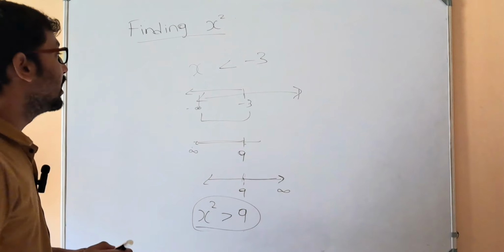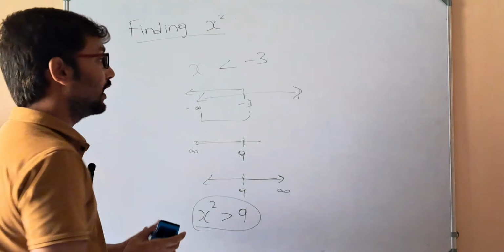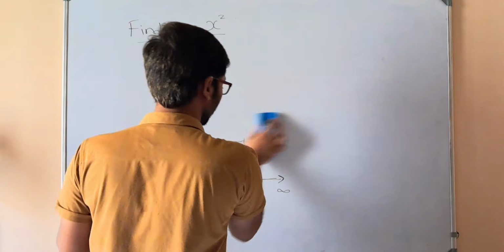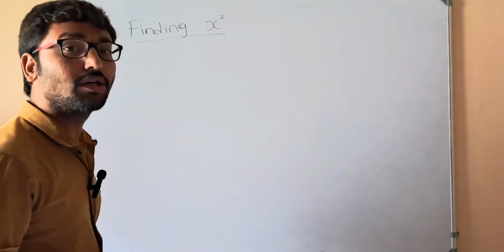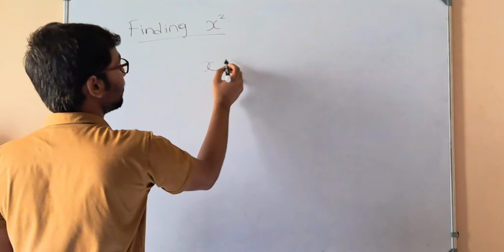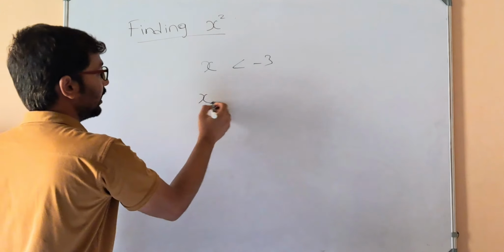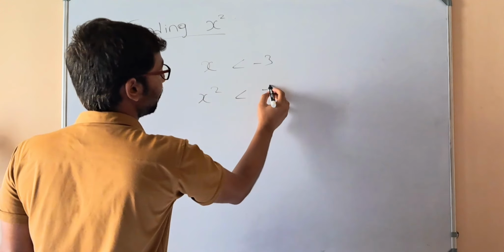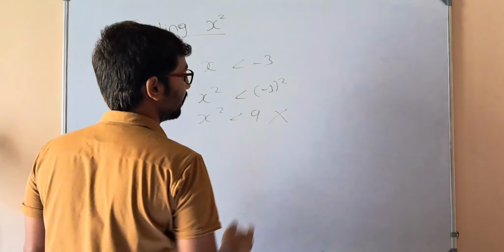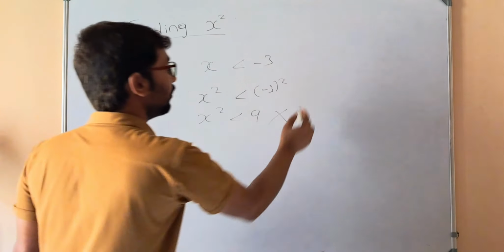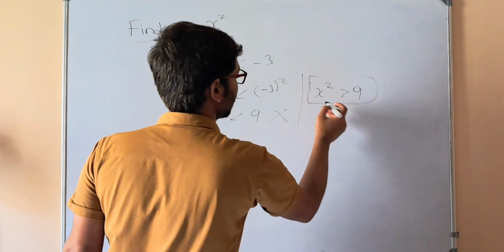Isn't it, friends? So this is the easy method to find x square values. What students do is, if x is less than minus 3, they just square on both sides. So that is x square less than minus 3 square, that is x square is less than 9. This is wrong, friend. What did we get? We got x square greater than 9. This is the correct answer.